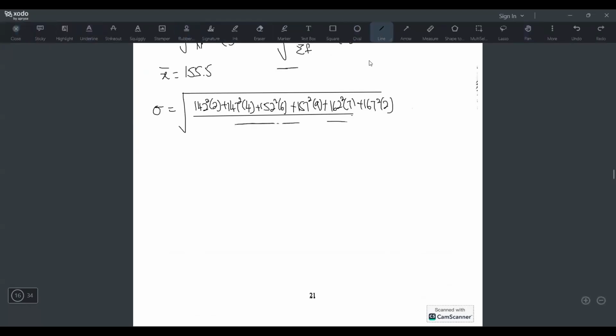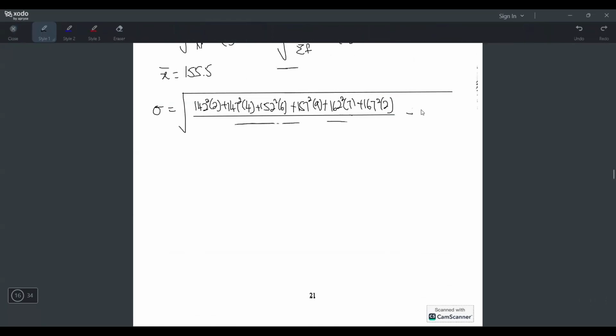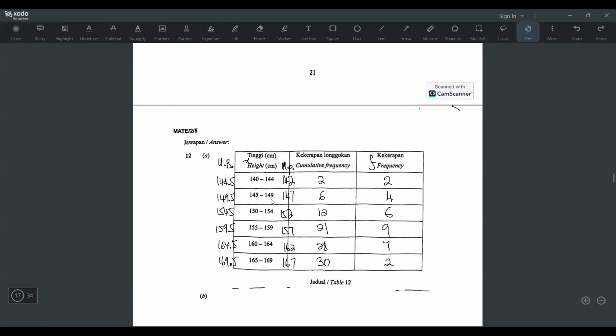Okay, so let me extend this line, and of course this line also has to be long enough to cover everything. And don't forget to minus mean square, please. The mean is 155.5, right? Given in the question. And then divide by total frequency, which is 30, okay?